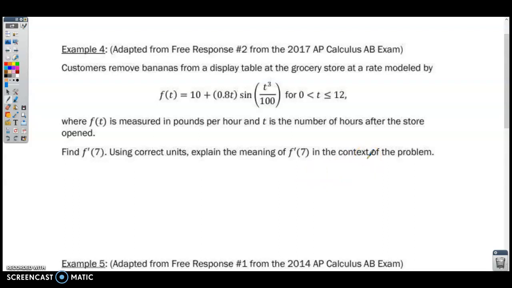You know what? I'm running low on time here, so I'm going to call it for this video and just say join me in the next video where we'll do example 4 and example 5 using the numerical derivative to find the derivatives of functions.